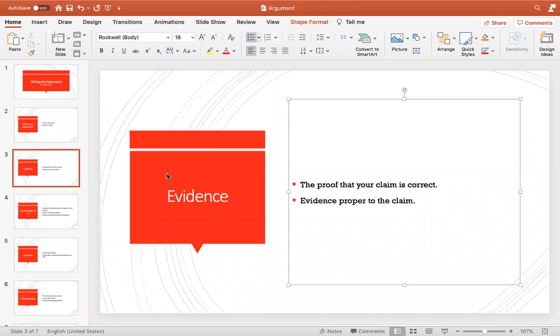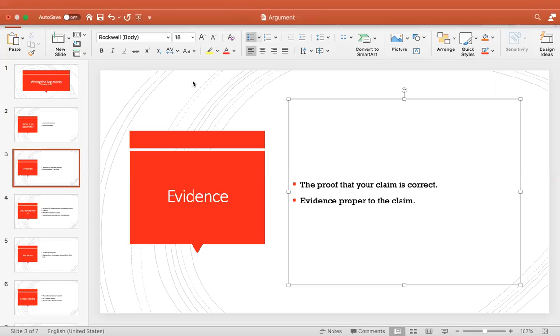So your evidence should be proper to the claim, but at the same time, as I said, your arguments and evidence both should be in constant conversation with the other 4 or 5 authors whom you have mentioned in your literature review part. Any questions on this, students? Any questions about this?